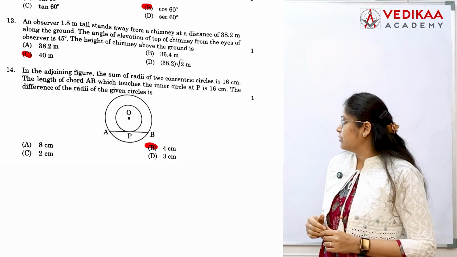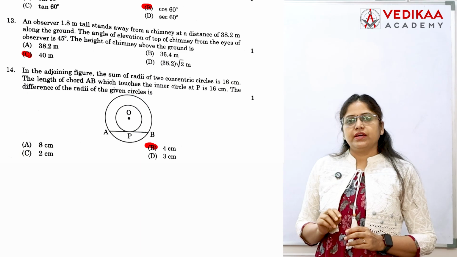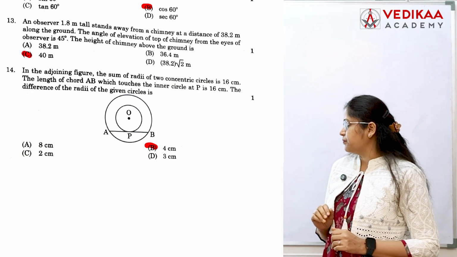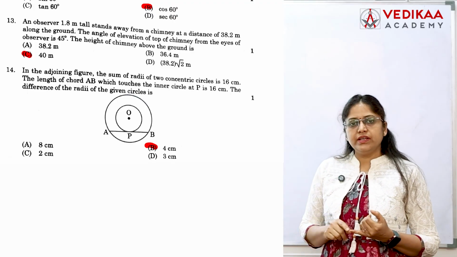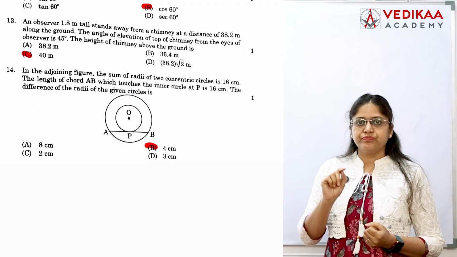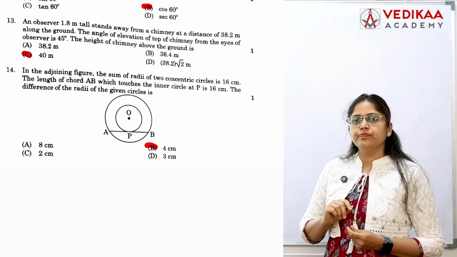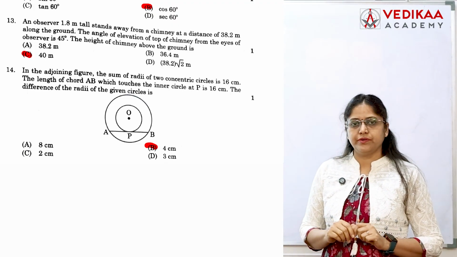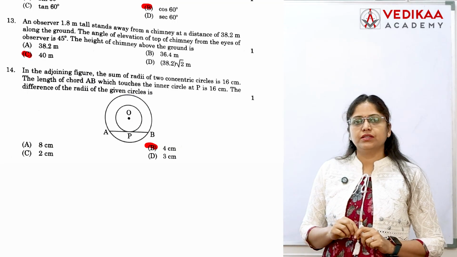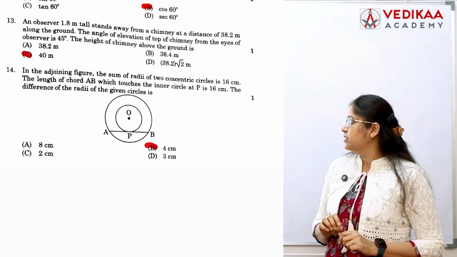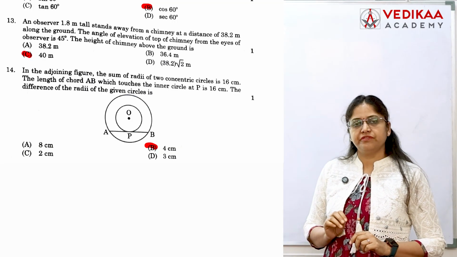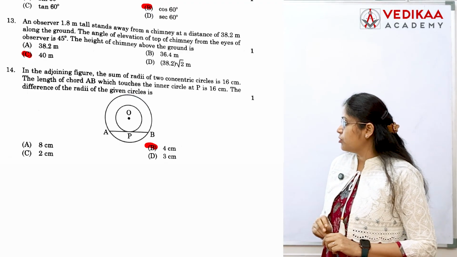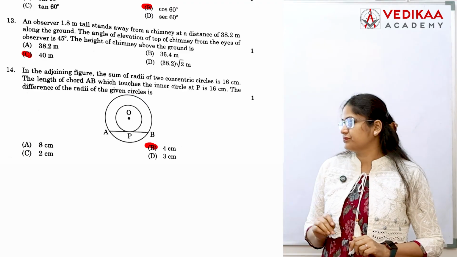Now here, to calculate the difference between the radii, we are going to use the Pythagoras theorem. One radius is R1, another radius is R2, and the third length is AP, which is equal to 8. If you solve this Pythagoras theorem, you will get the difference between the radii, and it is coming out to be 4 centimeter. So the correct option is B, 4 centimeter.